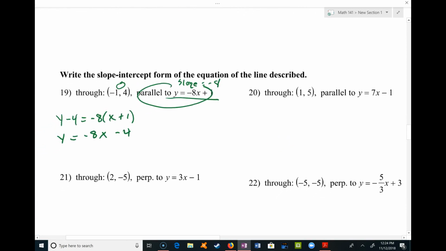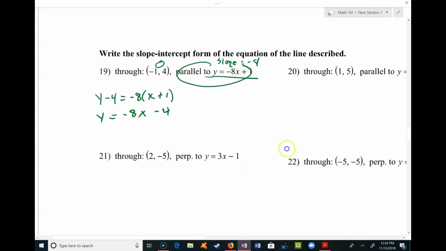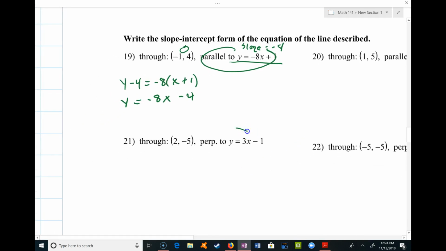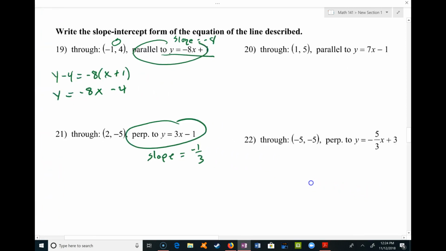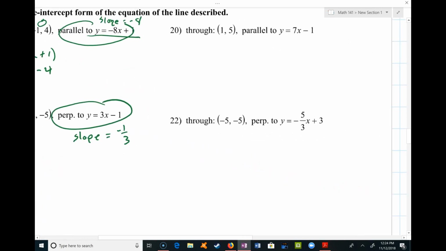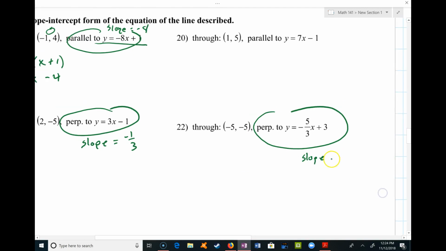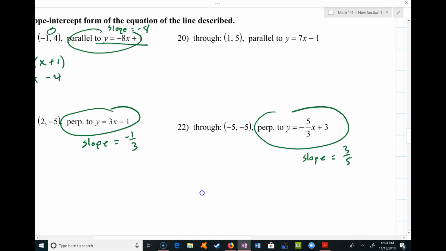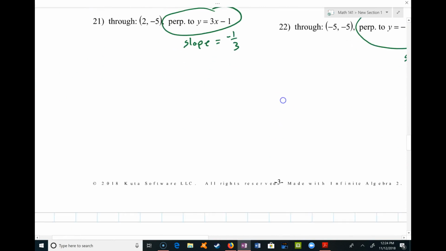So parallel lines have the same slope. Perpendicular lines have the negative reciprocal. So the fact that this is telling me that the slope of the line I'm interested in is equal to negative 1/3. And same thing on here. Since it's perpendicular to this line, that means the slope of my line is going to be positive 3/5. So you change the sign and flip it over when you're talking about perpendicular slopes. Okay?